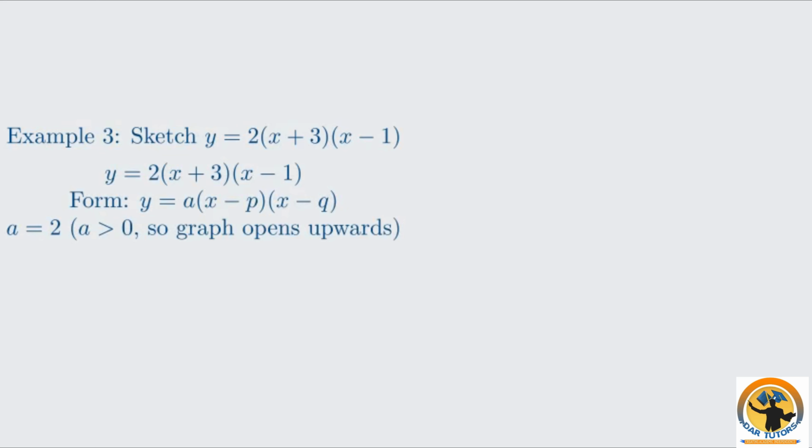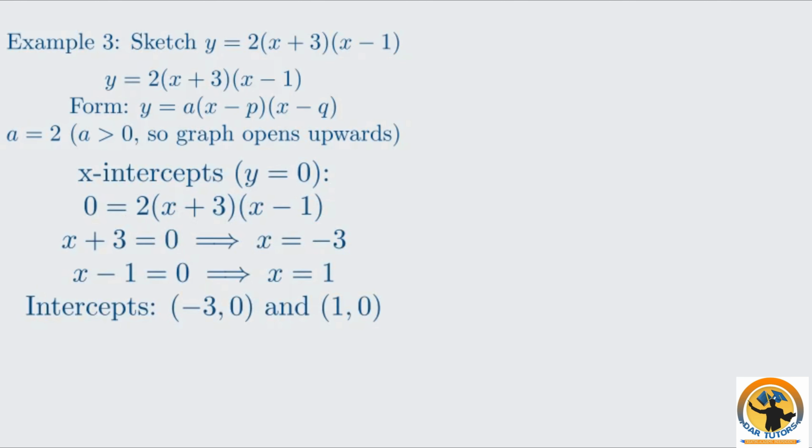Comparing this to the form y equals a times x minus p times x minus q, we can see that a equals 2. Since a is positive, the parabola opens upwards. This is a crucial piece of information. Next, let's find the x-intercepts. From our form, we know the intercepts are at x equals p and x equals q. In our equation, x plus 3 is the same as x minus -3. So p is -3 and q is 1. The x-intercepts are at -3 and 1. These are the points where our parabola crosses the x-axis.